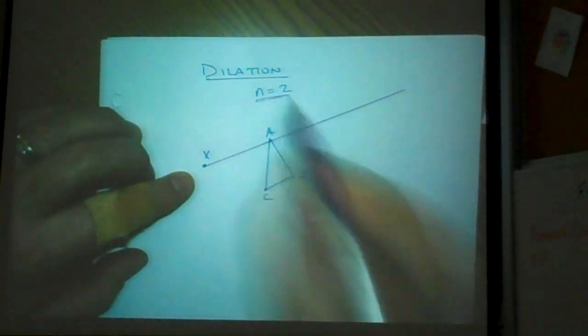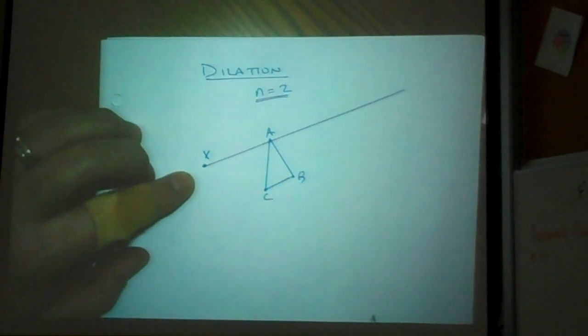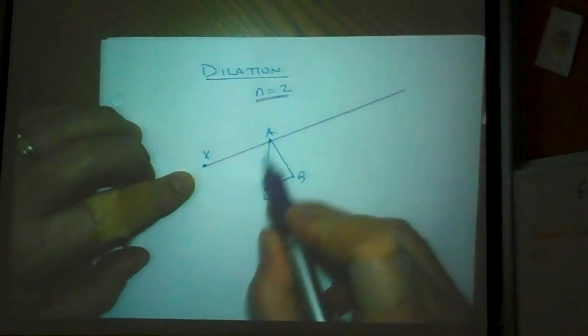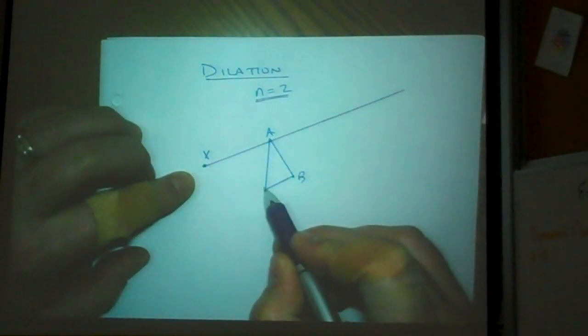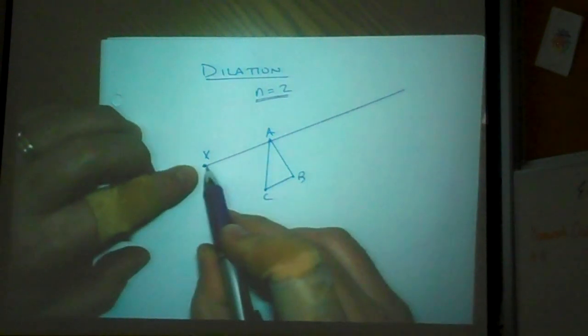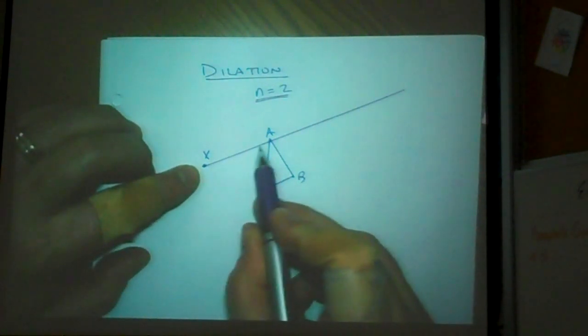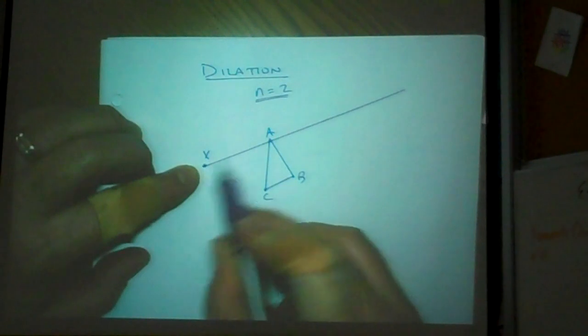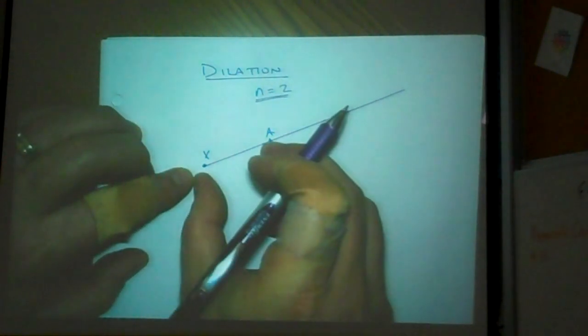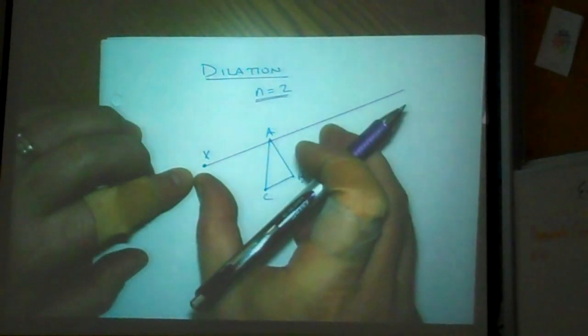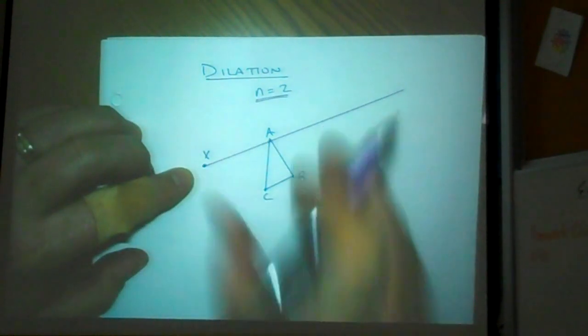In this case, because we're looking for a scale factor of 2, what we're expecting is that all the dimensions of our dilated figure will be twice as large. Therefore, even the dimension from the center of dilation, in other words, this length XA, I need to take that length and double it. That would be my new coordinate, A prime.